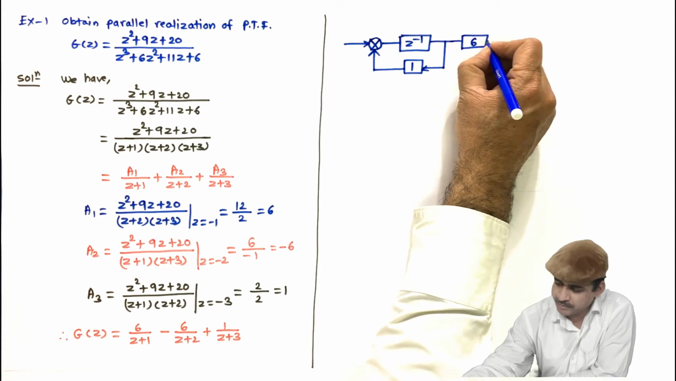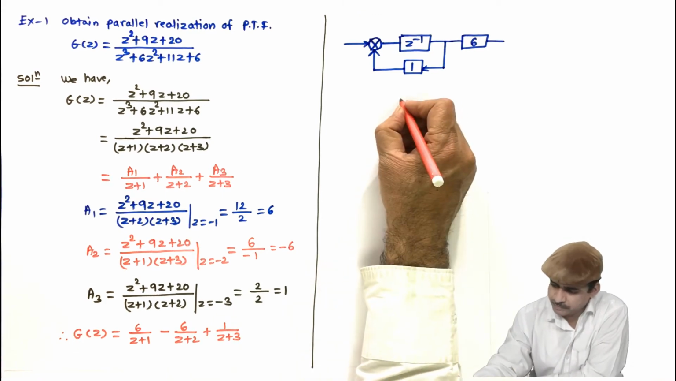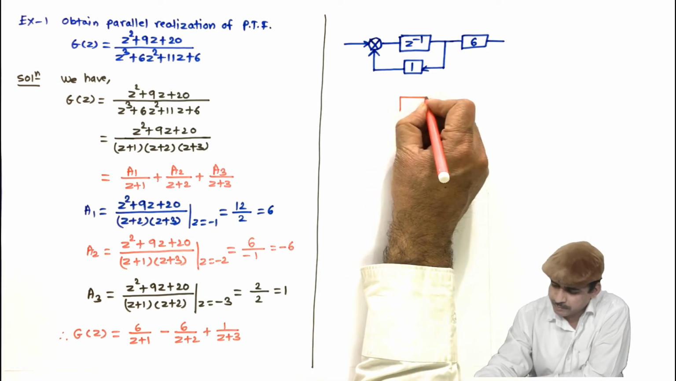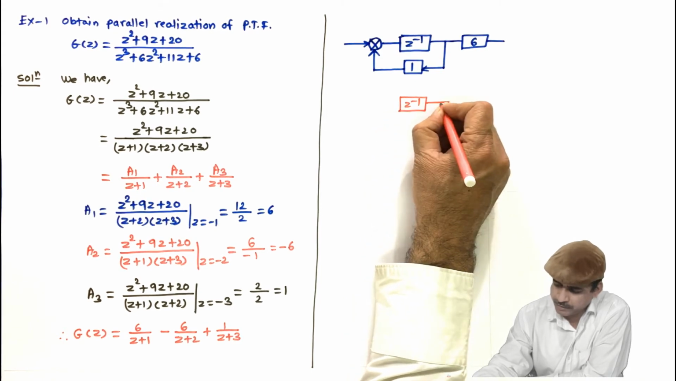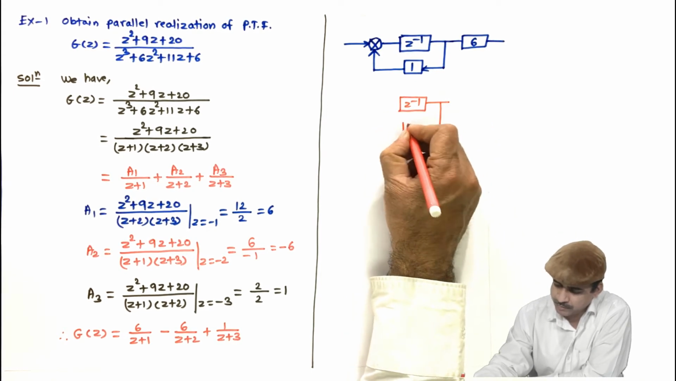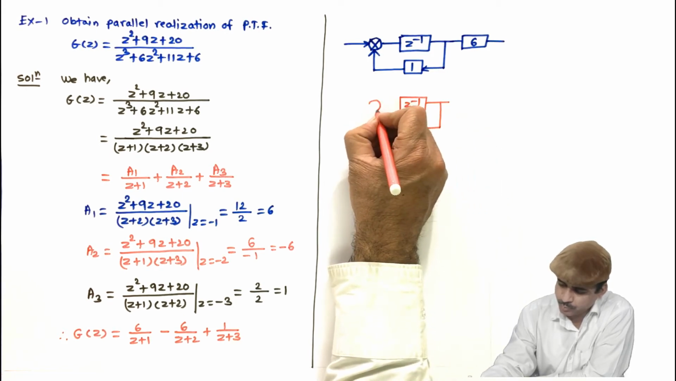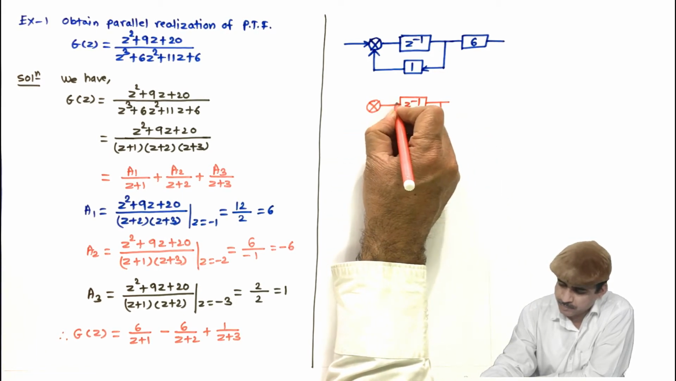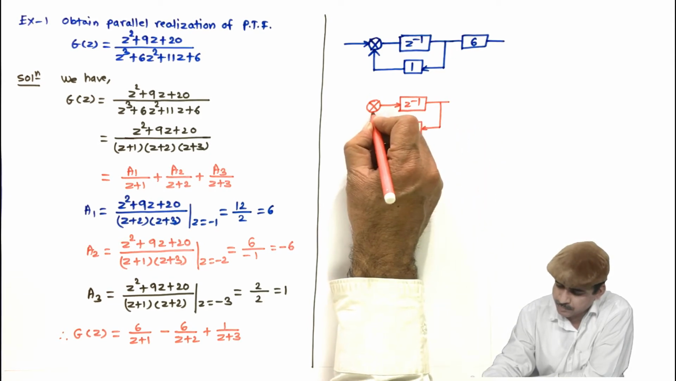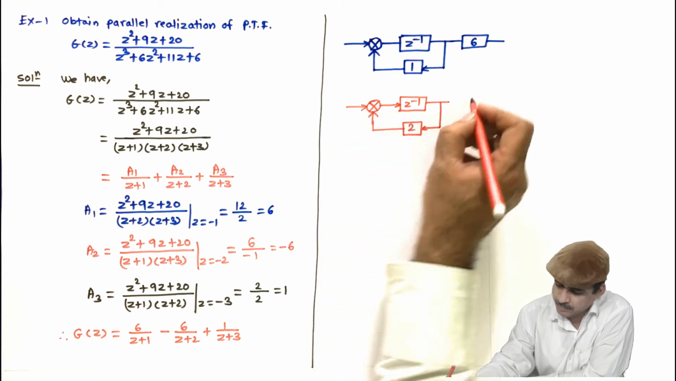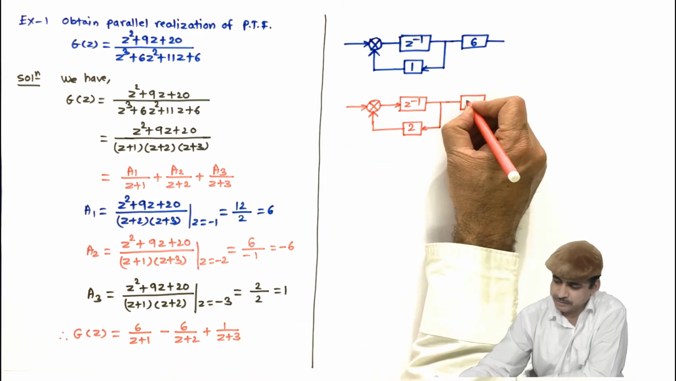And the partial fraction is 6. The next, for the second one, minus 6 upon z plus 2, so there will be only one z raised to minus 1 block. Feedback element will be 2. And this will be minus 6.